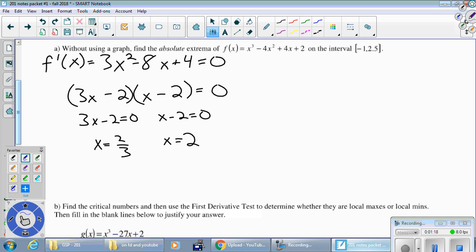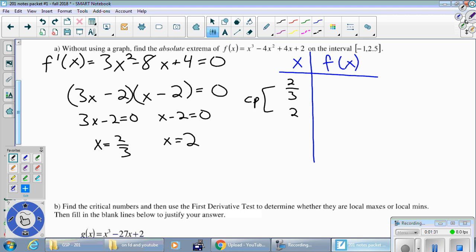We'll make our chart x and not f prime, but f. That's what goes into the table. And we're going to put our critical points up here, 2/3 and 2. And you also put into the chart your endpoints, which are -1 and 2.5. And last thing before we plug in is make sure that the critical points are indeed in the interval. 2/3, yep, that's in between, and so is 2.